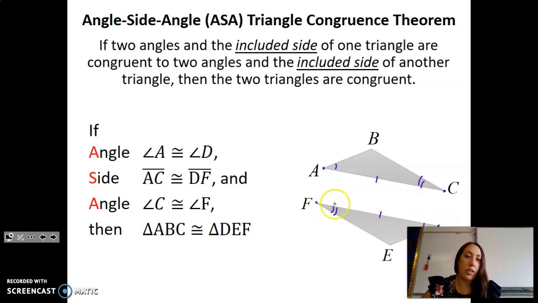Same with this triangle. The included side would be DF because that's the one that connects the two angles we know about. So if we know this is true between the two triangles, angle A congruent to angle D, AC congruent to DF, and angle C congruent to angle F, we know triangle ABC will be congruent to triangle DEF.